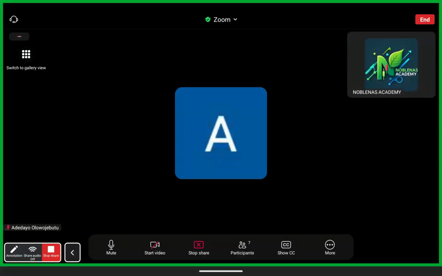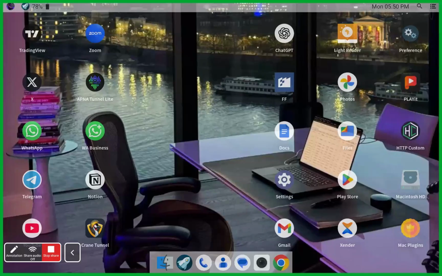So I'm going to share my screen. I hope you people are able to see my screen. Are you able to see my screen? Very well.